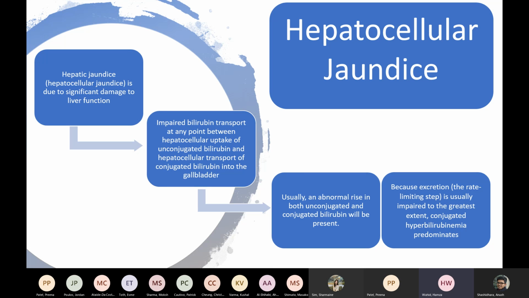Which means that usually if you have hepatocellular jaundice, there's going to be a mix of both conjugated and unconjugated bilirubin present. But usually excretion is the rate limiting step, like just the bilirubin moving out of the cell that it's been converted in. And that means that mostly you'll see a predominantly conjugated hyperbilirubinemia. So hopefully that makes sense. And now we're going to go over some possible causes of hepatocellular jaundice, or generally things that cause liver damage.